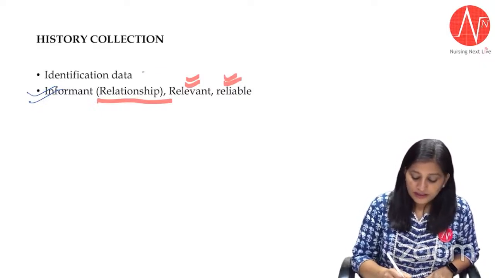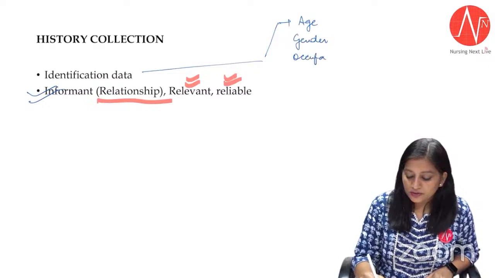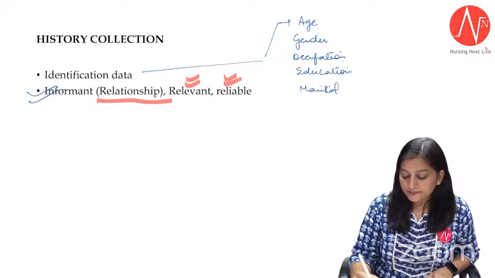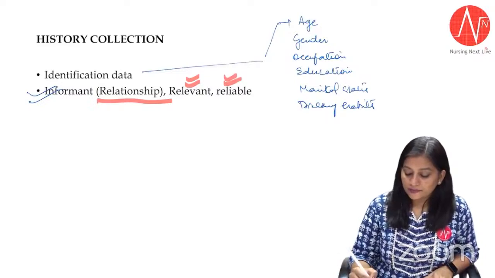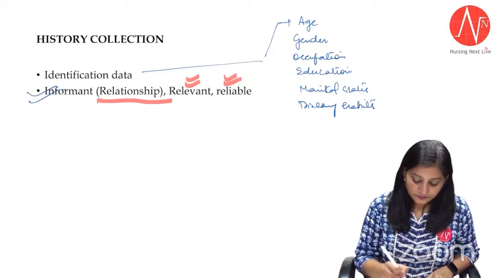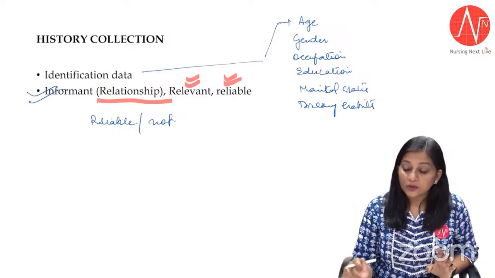Can we rely on the information given by the informant completely or not? So in identification data, there is age, gender, occupation, education, marital status, dietary habits. And in the informant, whether the informant is reliable or not. So these are two components.